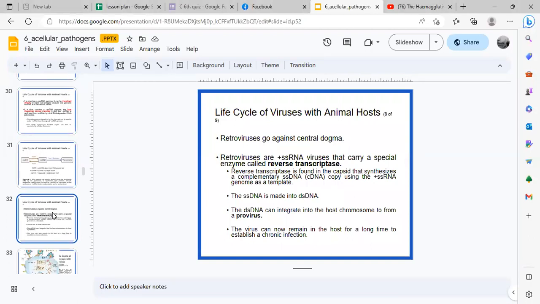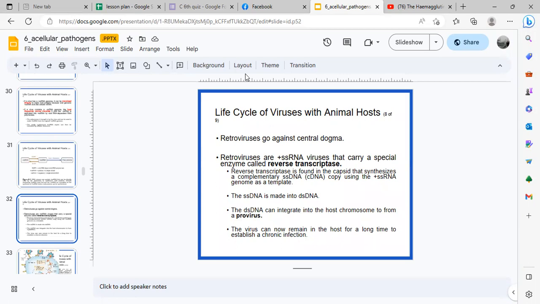So unique ang retrovirus because this will go against the central dogma. So what will happen sa single-stranded RNA? May kasama siyang reverse transcriptase. So gagawa siya ng viral DNA, tapos ipapasok niya dun sa host DNA. Okay? So yung single-stranded RNA gagawa muna ng complementary base pairs na pwede lang gawin for the DNA.